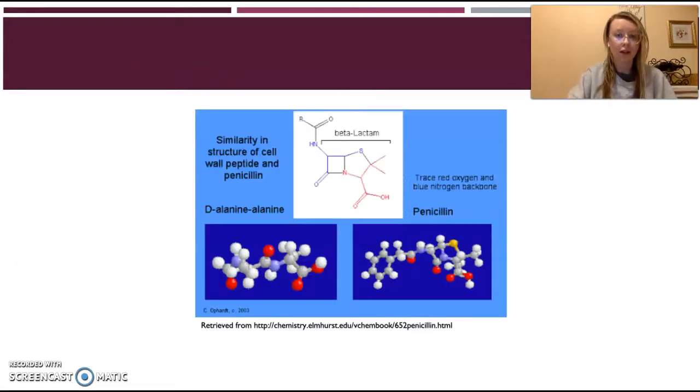Here's a picture comparing alanine, D-alanine, and penicillin. If you look at the positioning of the oxygens, it's similar. And also this one, the nitrogen is also in a similar space. And this allows penicillin to attach where D-alanine D-alanine normally would.